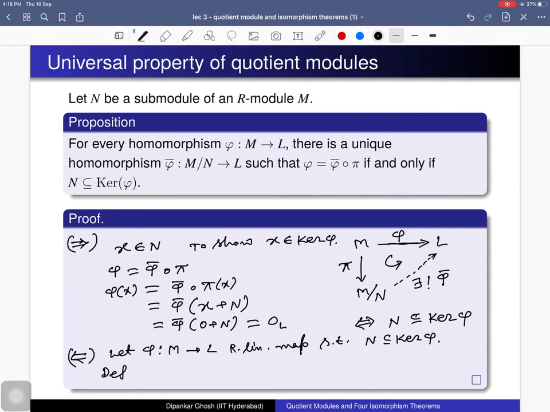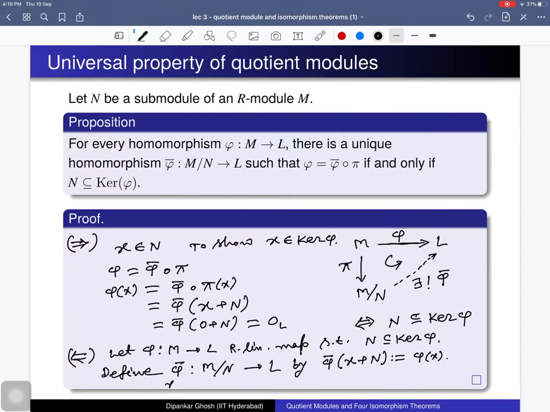So we should prove both existence and uniqueness of phi bar. Okay, so we define phi bar in this way: from M mod n to L, by phi bar of any element of M mod n. It looks like this, x plus n, it is a left coset, and we define this as phi of x. So using phi, we are defining phi bar. Now we need to check whether this map is well defined or not.